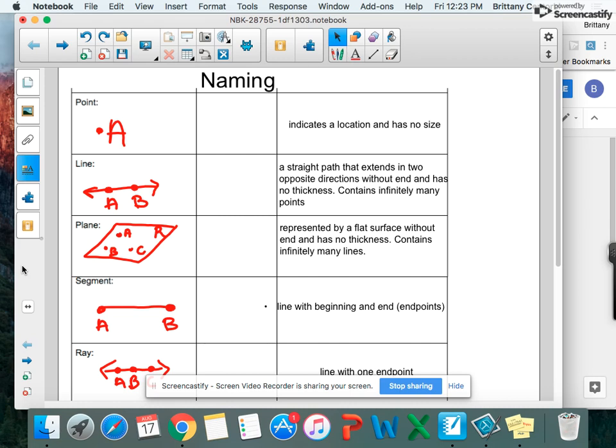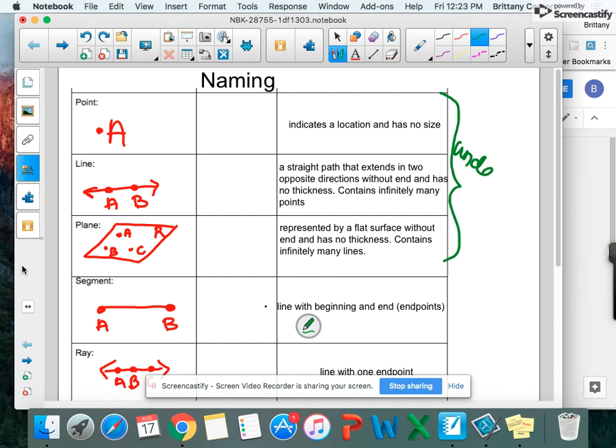So today we're going to talk about undefined terms and defined terms. Our first three undefined terms are point, line, and plane. Those are all undefined terms in geometry. We're going to talk about how to name them and what they look like.